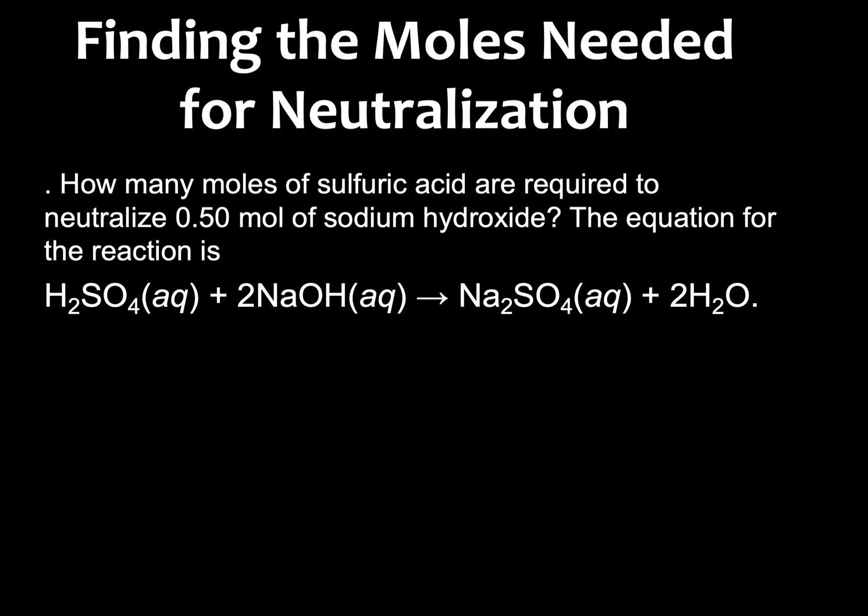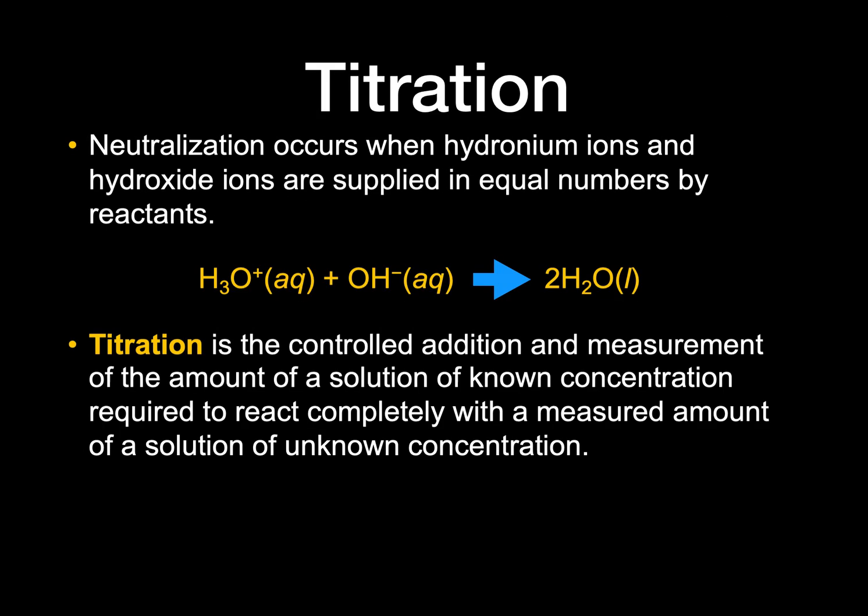So now, the next step after neutralization is titration. Once again, neutralization occurs when hydronium ions and hydroxide ions are supplied in equal numbers by reactants. So H3O plus and OH minus will produce H2O. And titration is the controlled addition and measurement of the amount of a solution of known concentration required to react completely with a measured amount of a solution of unknown concentration.